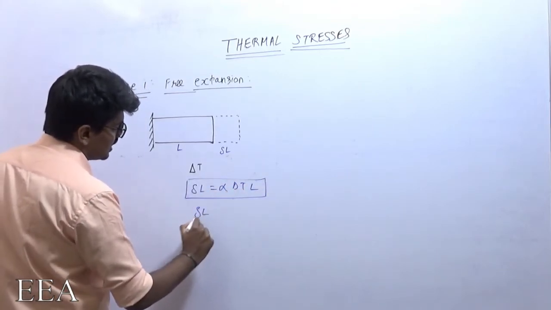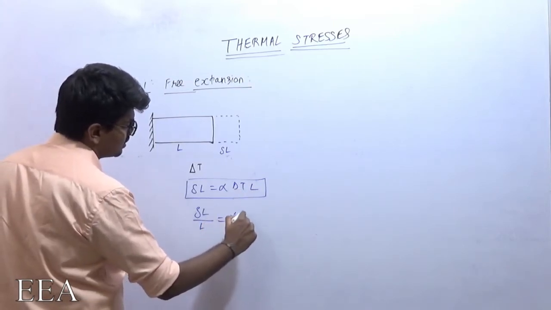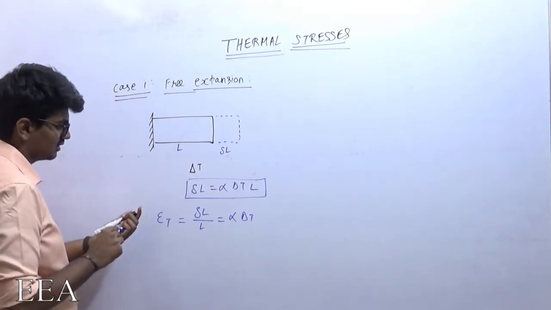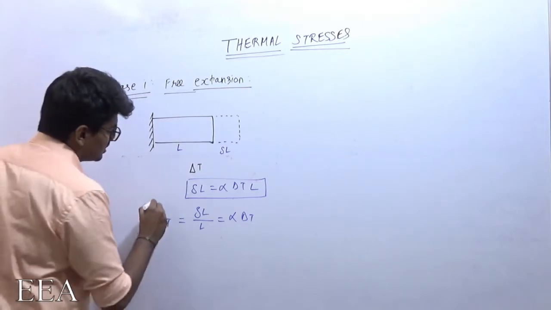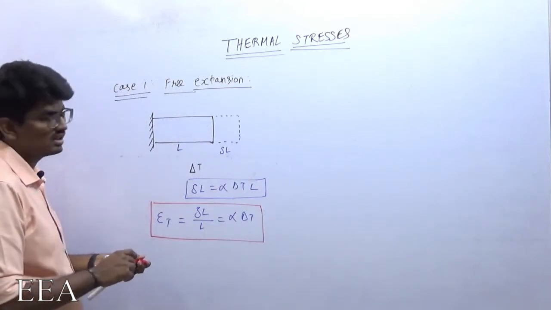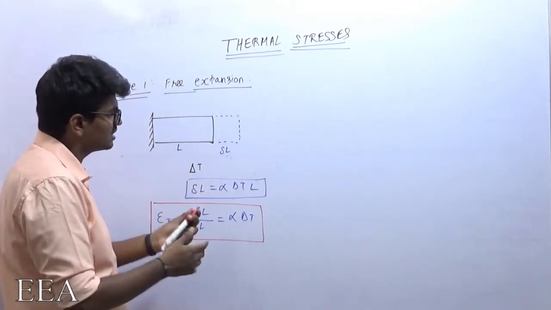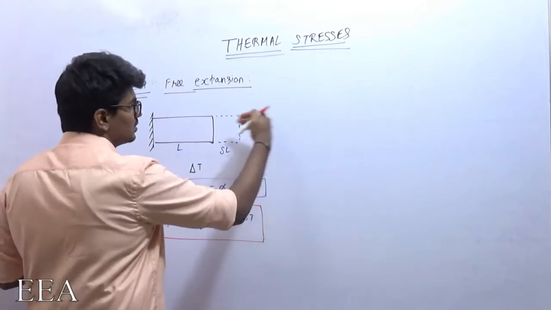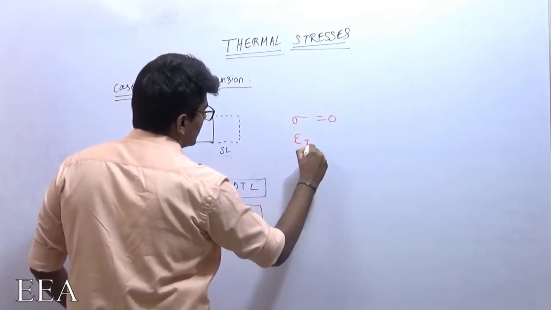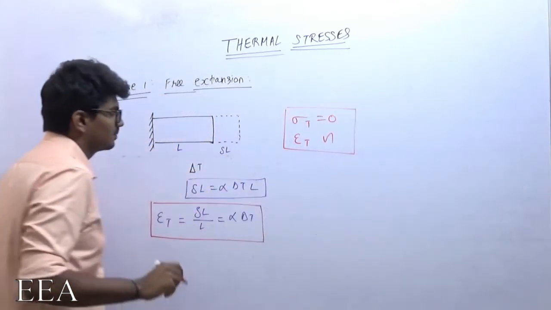If I bring L to the denominator, delta L by L is equal to alpha delta T. That is thermal strain. So thermal strain is nothing but delta L by L, which is equal to alpha delta T. And in this case, will there be any stress? Actually, there is no stress because it is expanding freely, so there is no reaction force. Stress is 0, but thermal strain will be there. That is our first case.